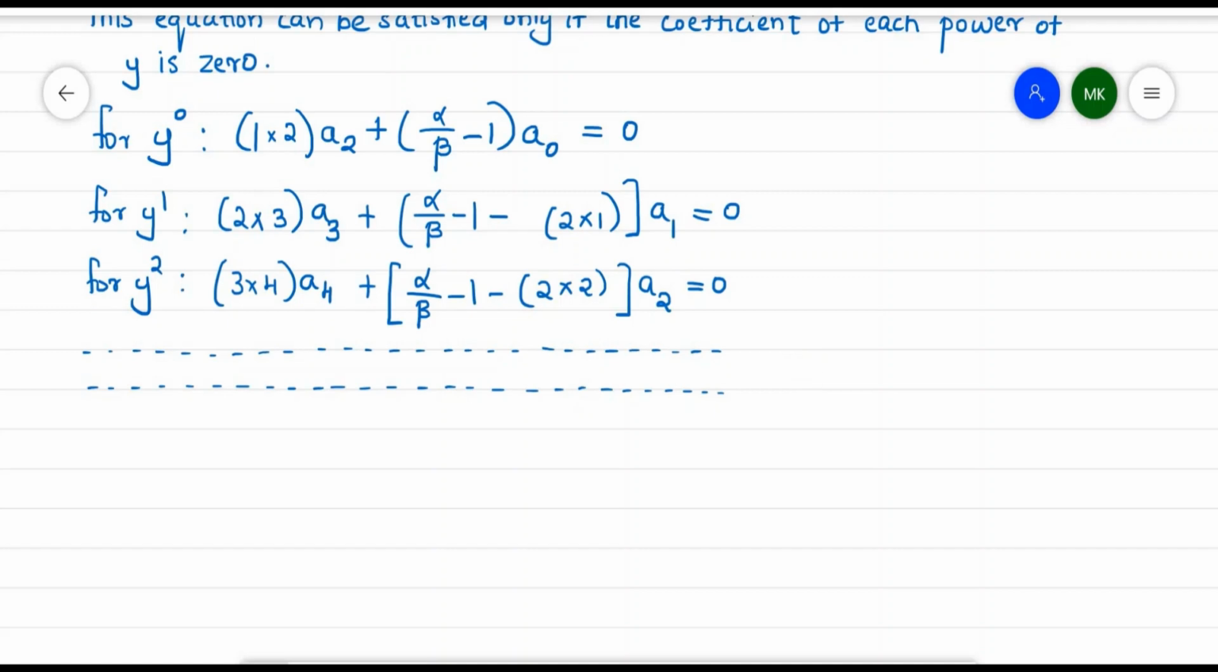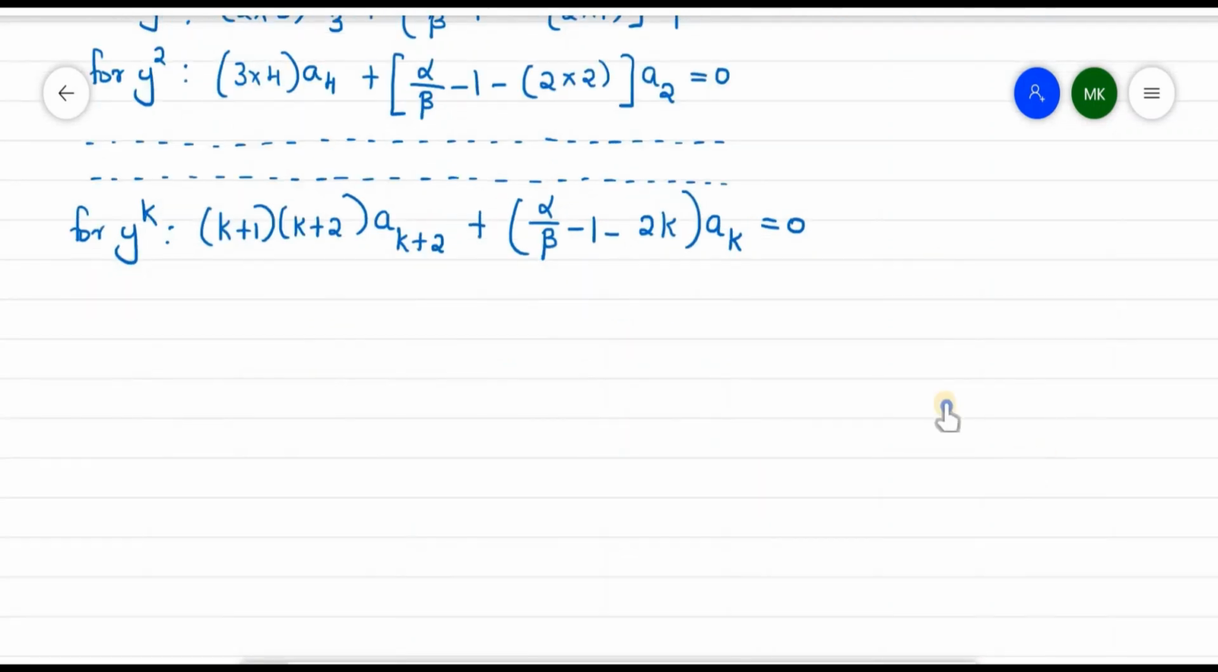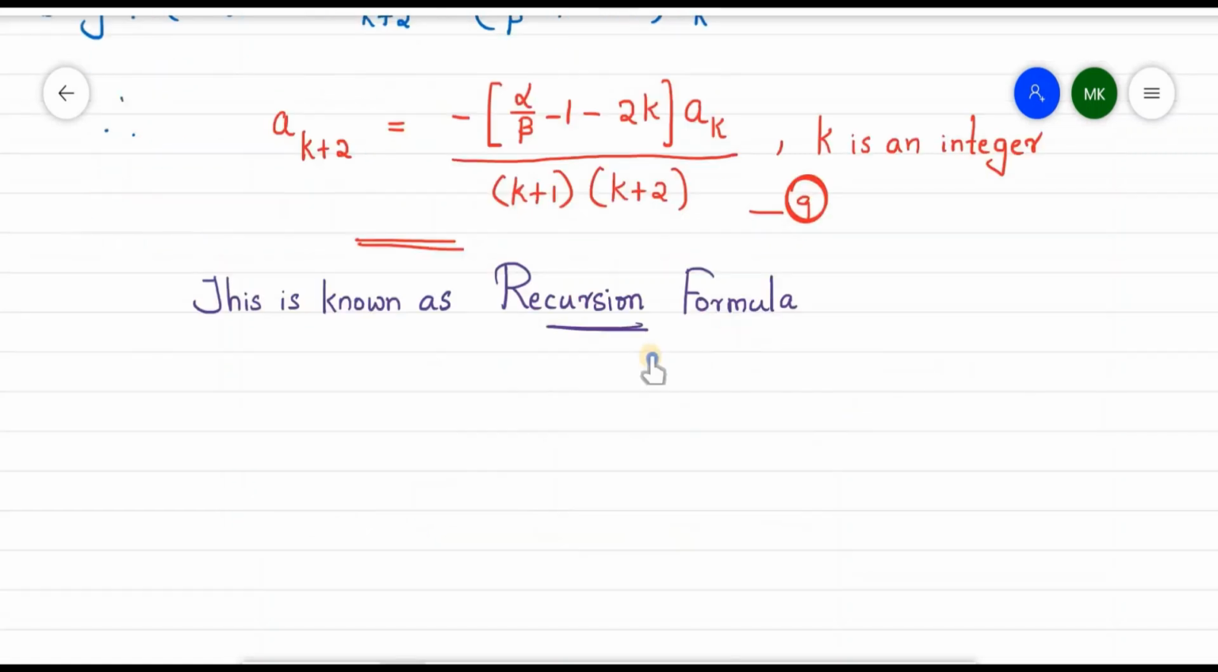So if we go on like this, we get for y raised to k, it will be k plus 1 into k plus 2 into a k plus 2 plus alpha by beta minus 1 minus 2 into k into ak equals 0. Therefore, we can write ak plus 2 equals minus alpha by beta minus 1 minus 2k into ak divided by k plus 1 into k plus 2, where k is an integer. And this equation is known as recursion formula.